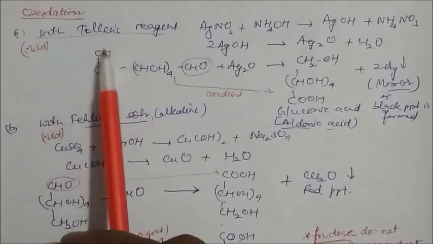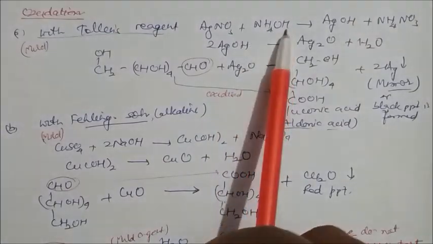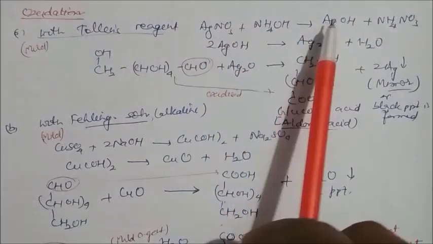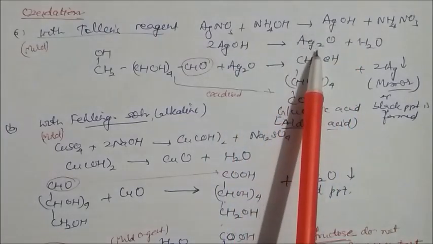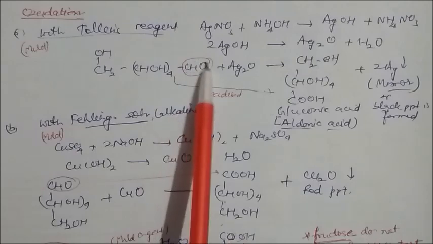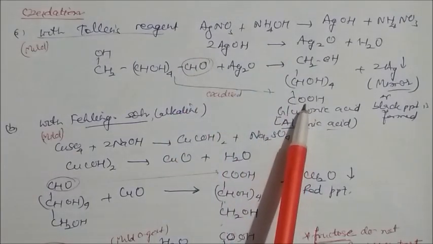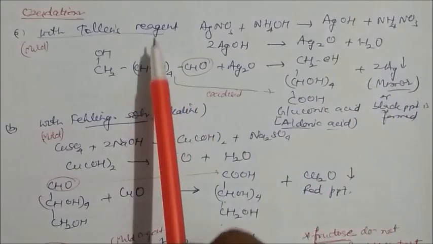This Tollens reagent is a solution of silver nitrate and ammoniacal solution. These two react to give silver hydroxide, and silver hydroxide gives silver oxide. Silver oxide reacts with the aldehydic group and converts it into carboxylic acid, and the silver mirror is formed. This is the black ppt. So this is a mild oxidizing agent.